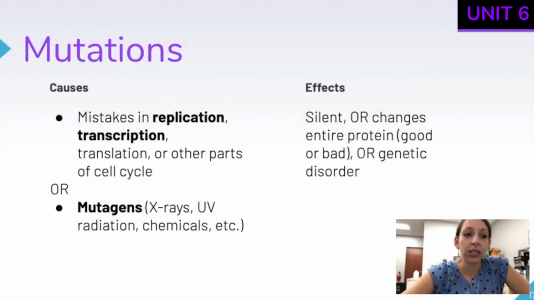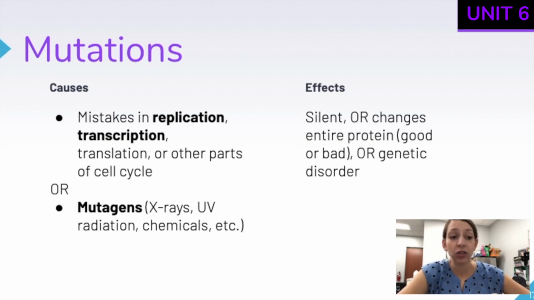Talk about mutations. Mutations can be caused by mistakes in replication, transcription, translation, or other parts of the cell cycle. They can also be caused by mutagens, things that are going to change up the DNA order, things like X-rays, UV radiation, chemicals, etc. And some of the effects of mutations, they can have no effect at all, and we call those silent mutations. The changes could be good. They could introduce a new trait within an organism, or they could be really bad, or it could even cause a genetic disorder or death within the organism. So it really depends on how severe the effect is.